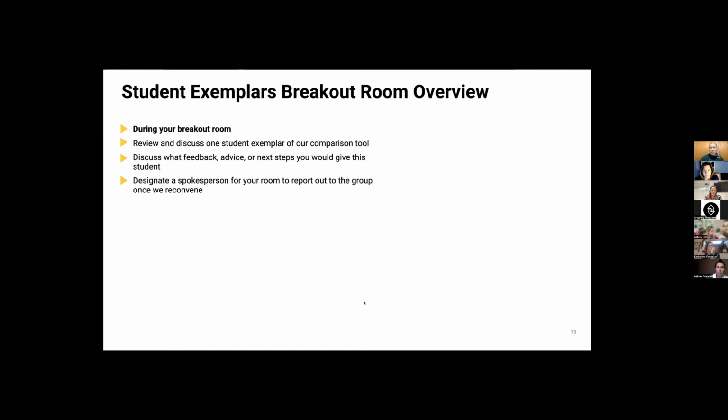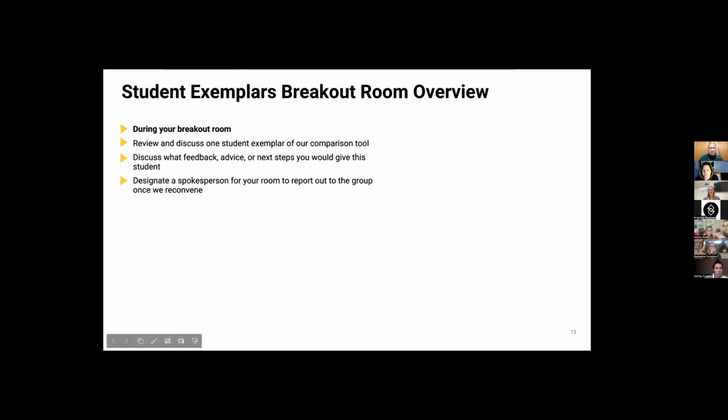Okay, and what we would like to do is designate a speaker. It's too quiet for me right now. So when you come back from your breakout room, the person who had the most ounces of coffee today in your breakout room will be the person to share out for your group with hopefully some brilliant ideas and observations that you have noticed. Would anyone like to repeat the directions back to me?